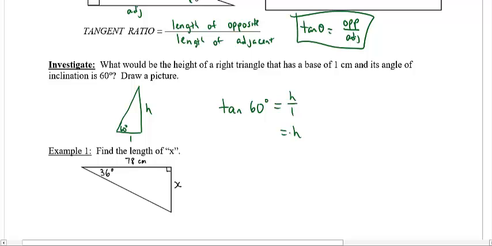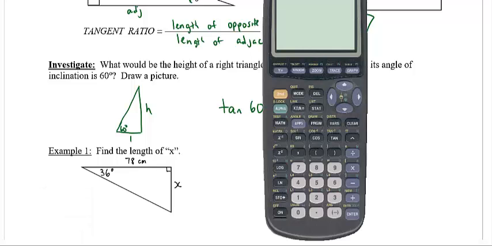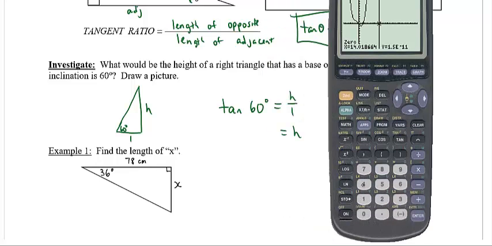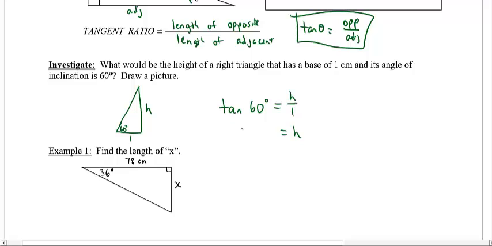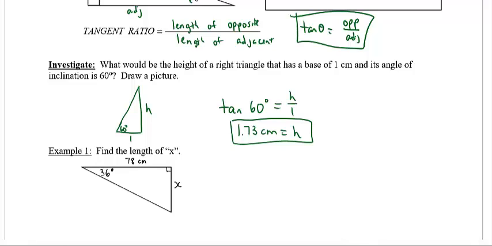So now what's tangent 60? You can go to your calculator, turn on calculator, and then just type in tangent 60. Boom, 1.73. And in this case, centimeters. Okay. Remember, 60 degrees. So make sure your calculator is in degree mode. Okay. I'm going to ask you to try example number 1 now.